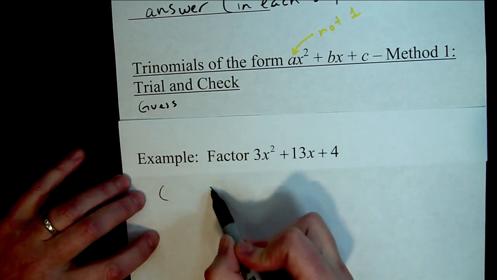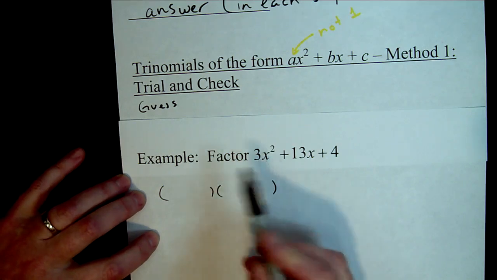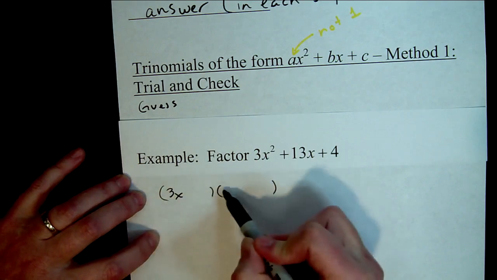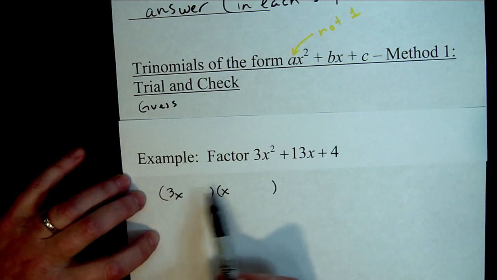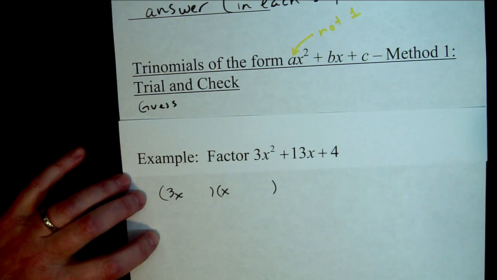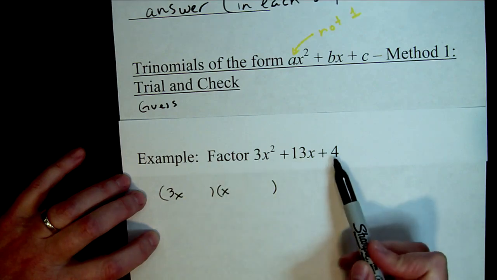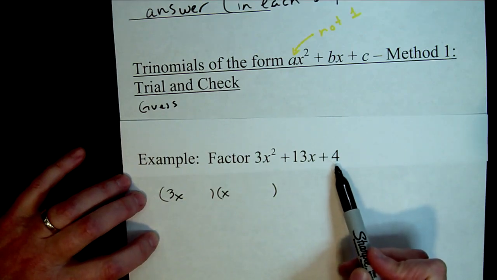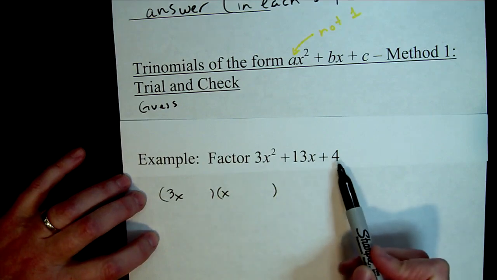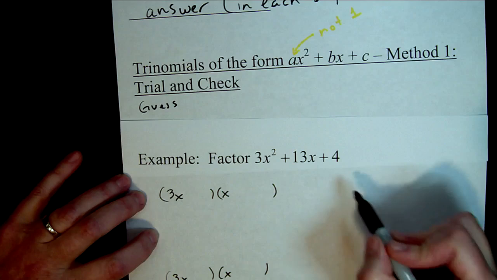So when I go to make my parentheses, to have a 3x squared on the front end, I'm going to have a 3x and an x. If I have any other coefficients on the x's, I'm not going to get 3x squared when I multiply it out. So I'm going to make sure that the front end comes out right, and I'm also going to make sure the back end comes out right by putting in two numbers that would multiply to give me positive 4. Now there's actually four ways that could happen.